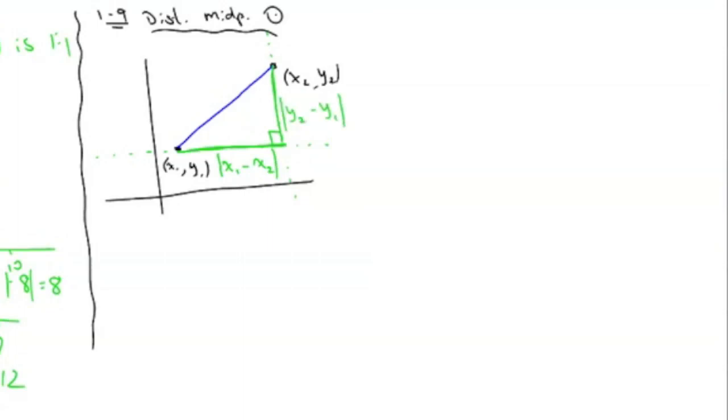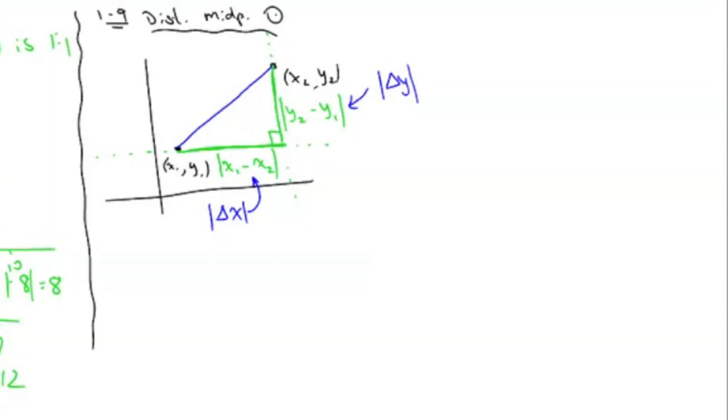y2 minus y1, absolute value. Ugh, I hate that notation. It takes too much space. So what's another notation for x2 minus x1? The triangle thing. This is known as the absolute value of delta x. This one here is the absolute value of delta y. Delta, or change in y. Now, change just means subtract.